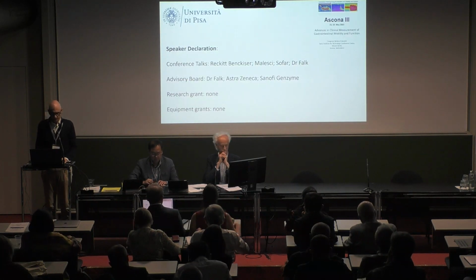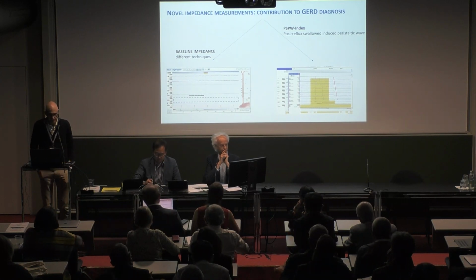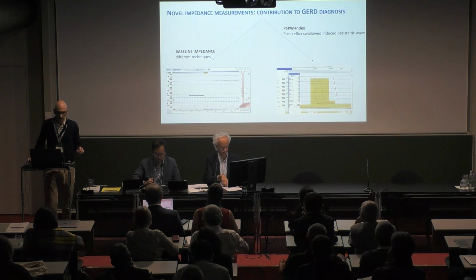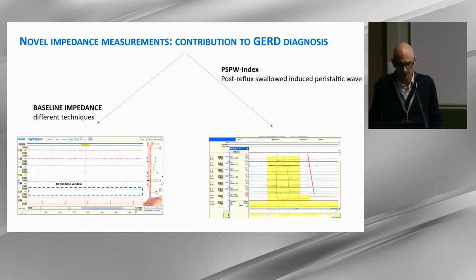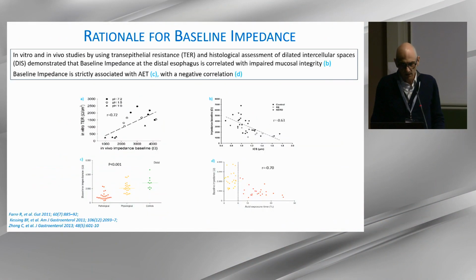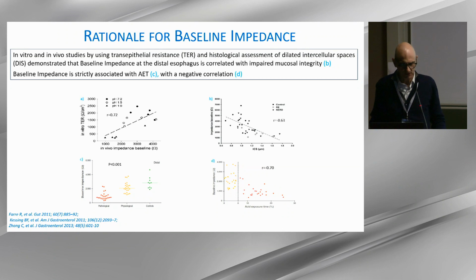Okay, the novel impedance measurements that contribute to the diagnosis can be summarized in baseline impedance calculated with different techniques and the PSPW index. For baseline impedance, the first studies came from Farré and from Kessing. The first study showed, in vitro and in vivo, using transepithelial resistance and histological assessment of dilated intercellular spaces, that baseline impedance in the distal esophagus is correlated with impaired mucosal integrity.